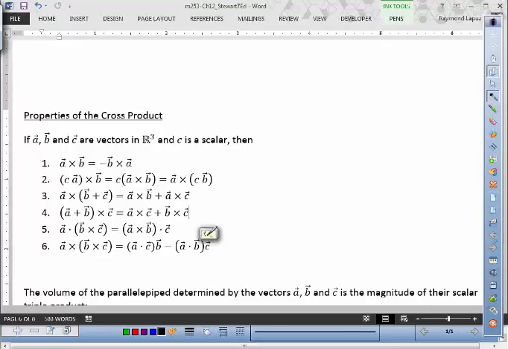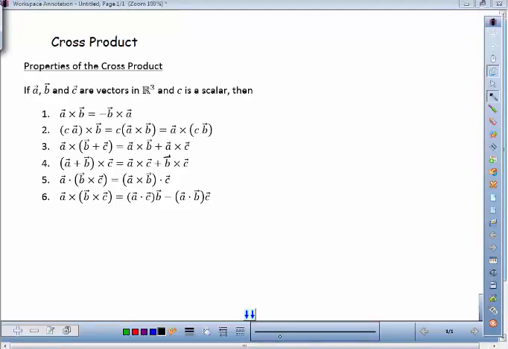All right, I suppose we should try to prove one. I don't know which one to prove. They all look pretty hard. We kind of proved the first one already. Let's try to prove the fifth one.